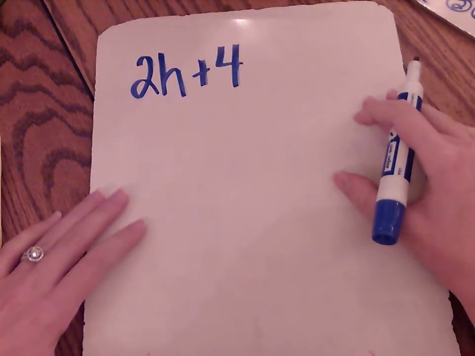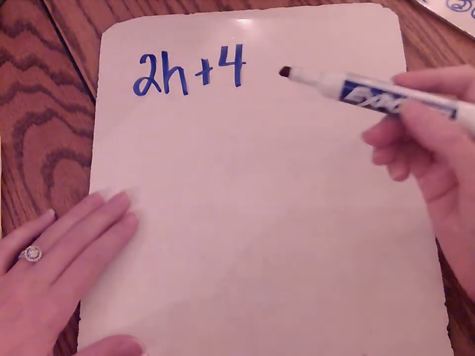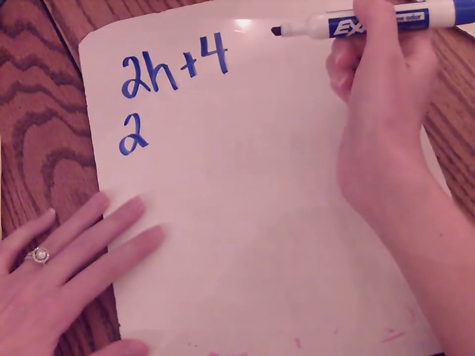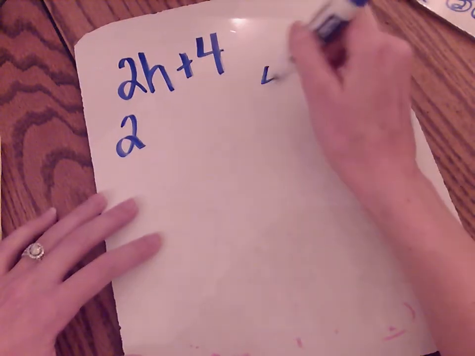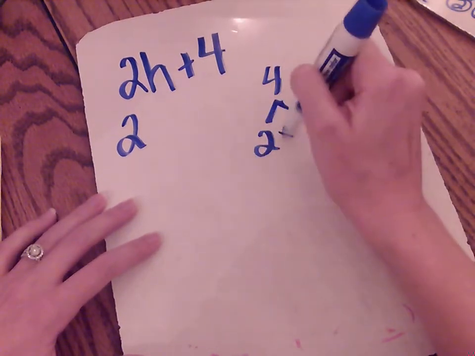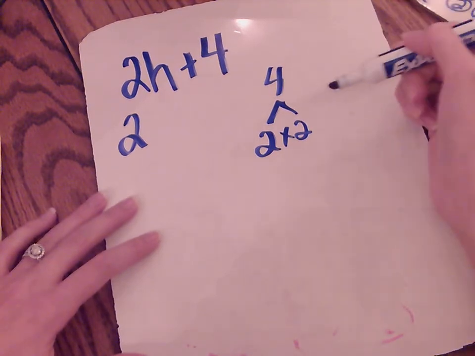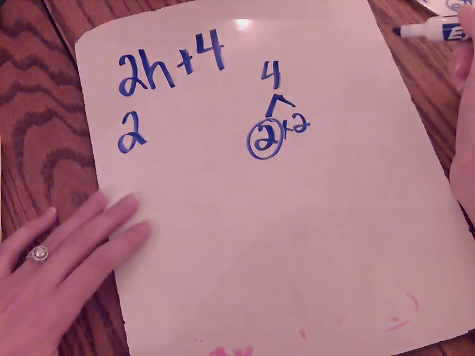So if I'm looking at 2h plus 4, I need to find the greatest common factor between 2 and 4. Good thing with 2, it's just 2, right? That's all I got. 4, though, I'm looking at 2 times 2. Now, each of these has a 2 in common. They each have one 2, so our greatest common factor is 2.